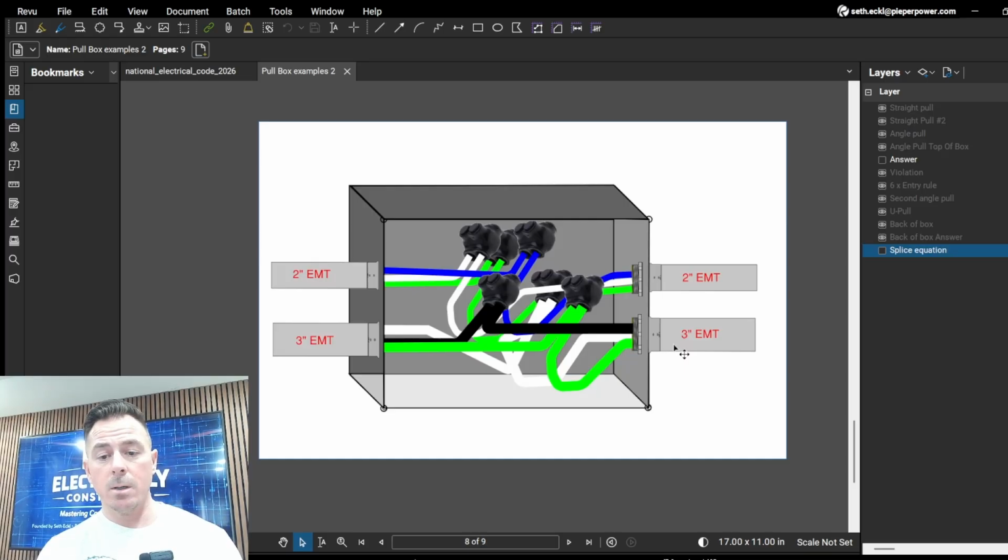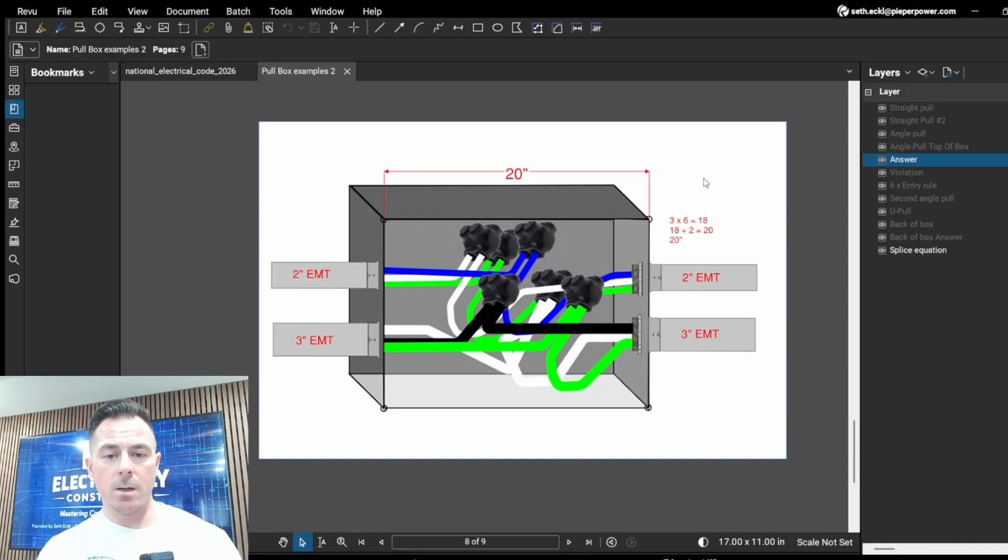So here it is. Its biggest trade size is 3 inches. So we're going to go 3 times 6 plus 2. Let's see what we get here. 3 times 6 is 18 plus 2 is 20. So our answer is 20 inches.